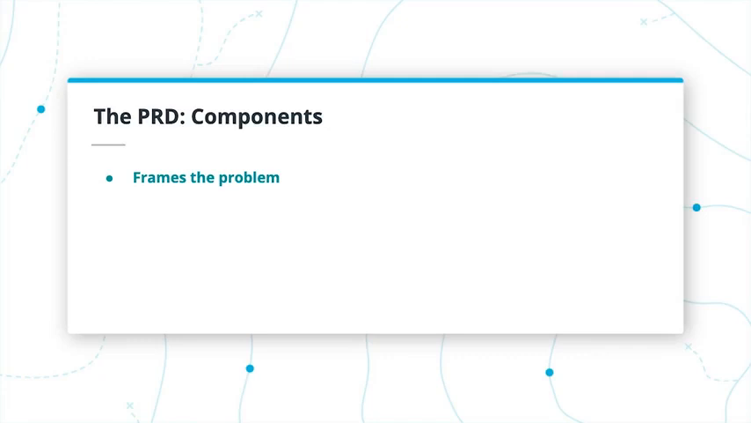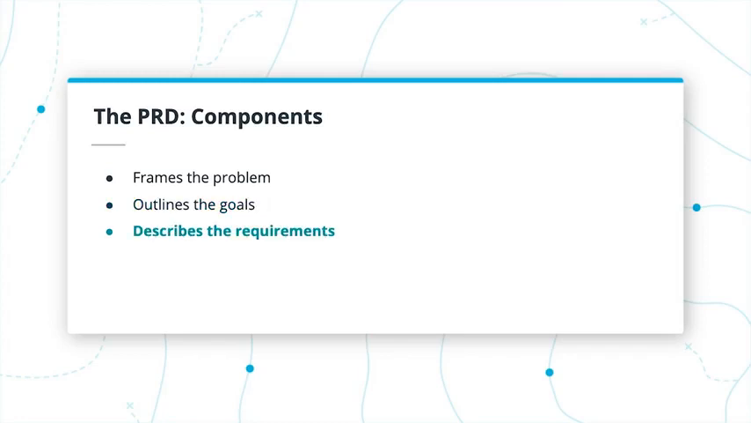They'll frame the problem and answer the question, why are we solving it? They'll outline the goals, both user goals, business goals, and success metrics. And they'll describe the requirements. What does the product do? Remember, as a PM, you're answering what the product does. Design and engineering have to figure out how the product does it.